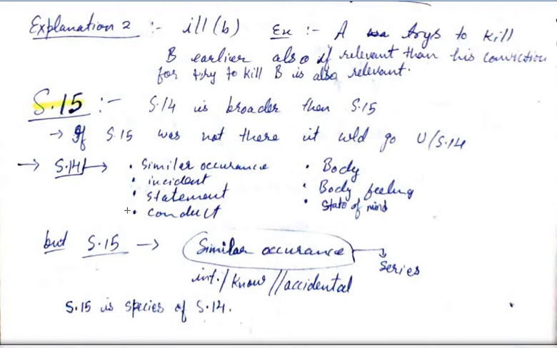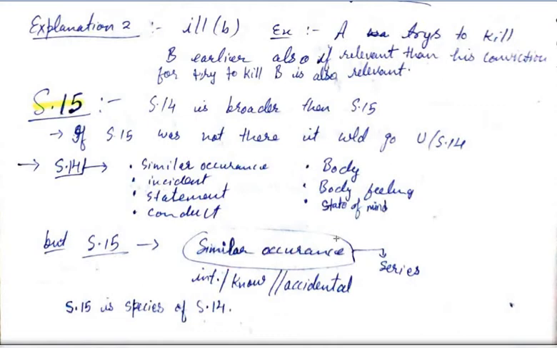So don't you find that section 14 is broader? In section 14 any fact will be relevant. It may be a statement, it may be an incident, it may be a similar occurrence, it may be conduct. Any fact will be relevant in section 14. But in 15 it will only be the series, the transaction that will be relevant. And in every transaction, in every incident, it was the same accused.